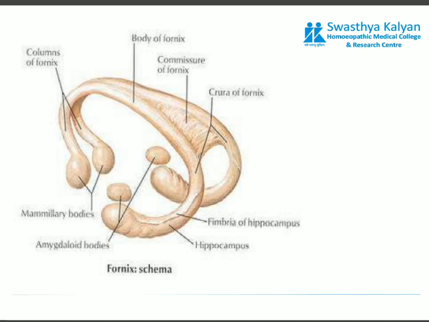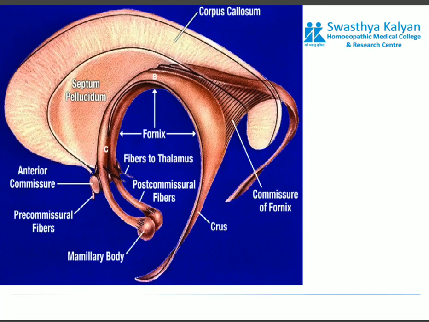Today we will talk about the remaining boundaries, the remaining structures that form its roof, floor and the lateral and medial walls, and we'll also discuss the clinical significance related with the third ventricle. Now this structure here is basically the fornix. Fornix is a C-shaped bundle of nerve fibers, and in this figure you can see the various parts, the body, the columns of the fornix. This figure also tries to show the same: the corpus callosum, then the septum pellucidum, and then the fornix. And it is also showing the anterior commissure, which is related to the fornix.